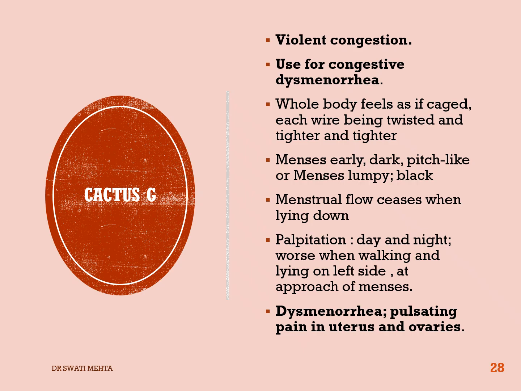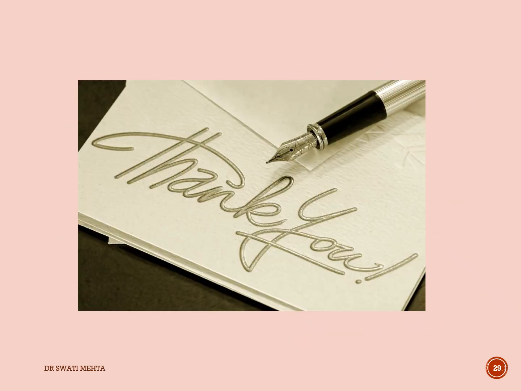Menstrual flow ceases when lying down. Palpitation day and night, aggravated when walking and lying on the left side. Dysmenorrhea with pulsating pain in the uterus and ovaries. So palpitation often accompanies menstrual complaints, especially around the onset of menses. We can consider Cactus G.